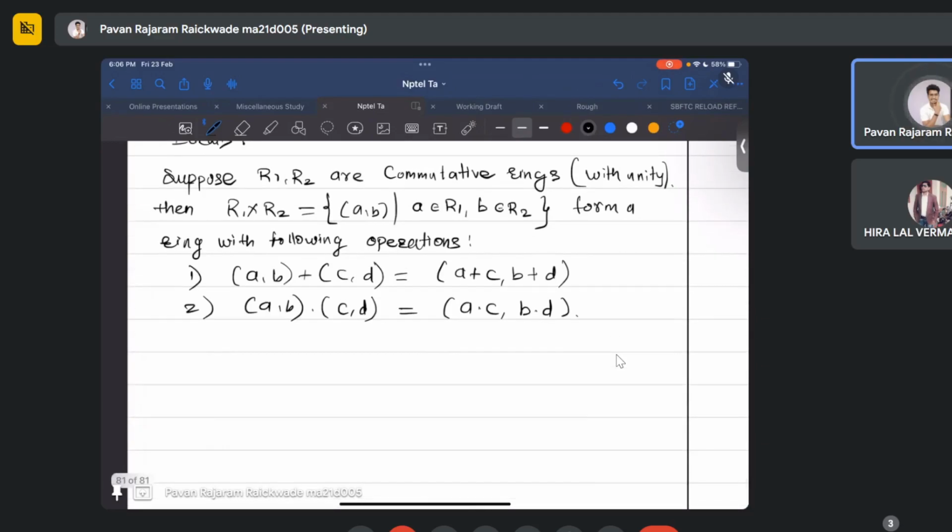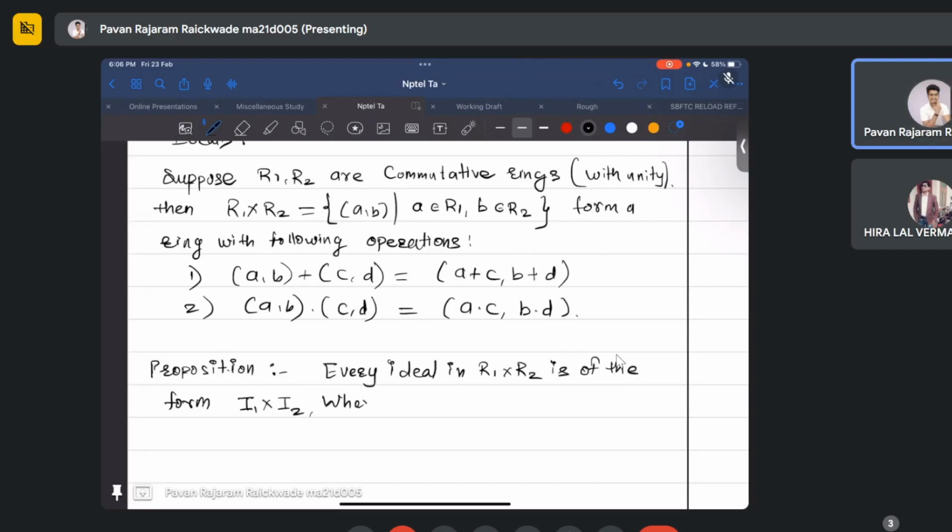So the proposition is: every ideal in R1 cross R2 is of the form I1 cross I2, where I1, I2 are ideals in R1 and R2.